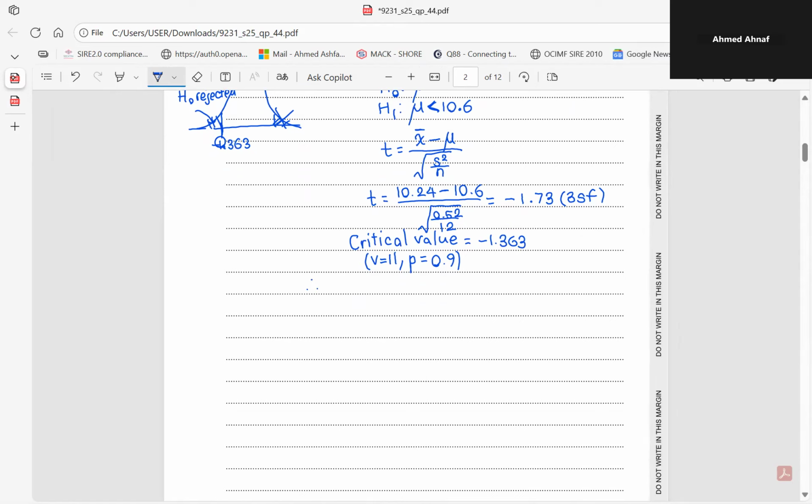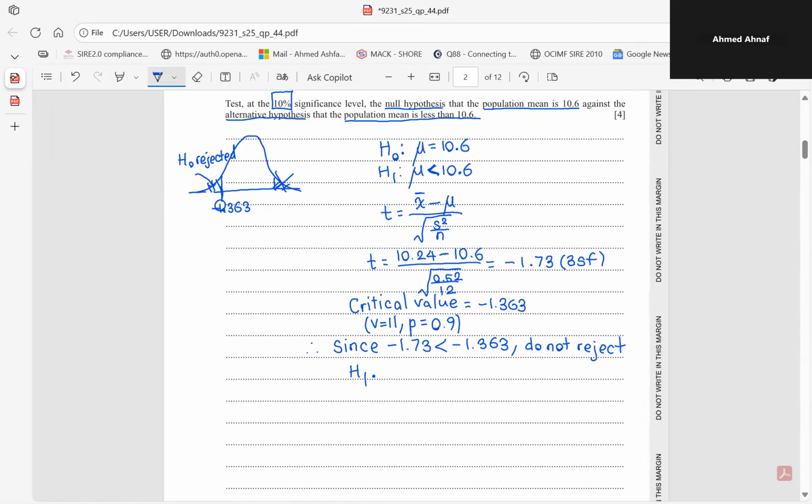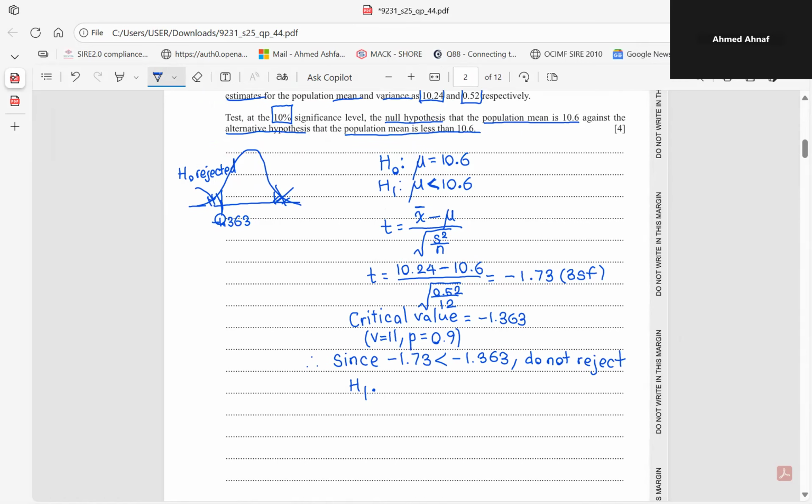Okay, so we can say that since negative 1.73 is less than minus 1.363, we reject H0 and do not reject the alternative hypothesis. This means that there is evidence that the alternative hypothesis could be correct.